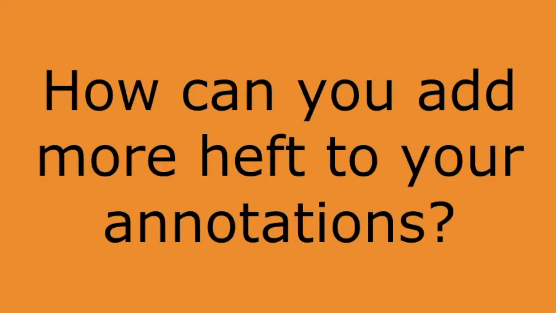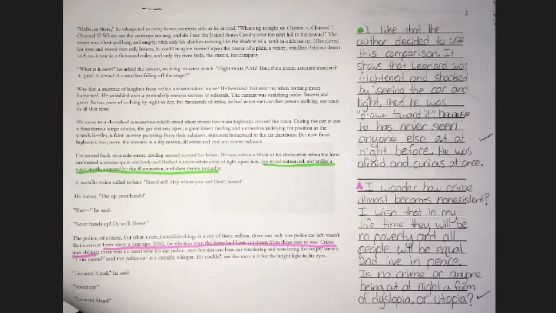So what I'm going to ask you to do is to think about how you can add more heft to your annotations, more meat, to make them stronger and better. So for instance, here's an example from a student from last year. You can see they do have some of the color coding system going on here, but I have complete thoughts going on. "I like that the author decided to use this comparison. It shows that Leonard was frightened and shocked by seeing the car and light, that he was drawn toward it because he had never seen anyone else at night before. He was afraid and curious at once." I see real thinking going on. I see a student here trying to make sense of a text.